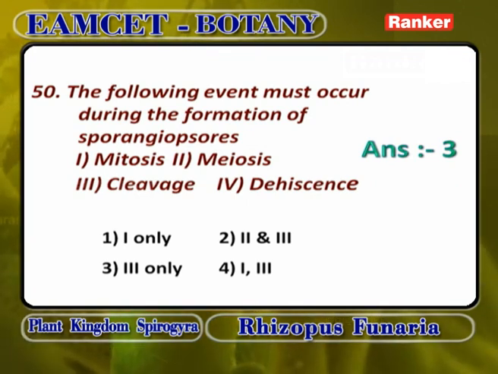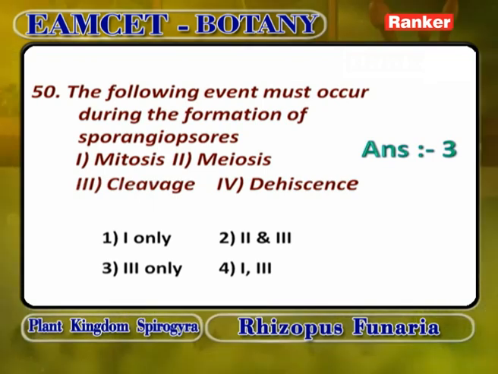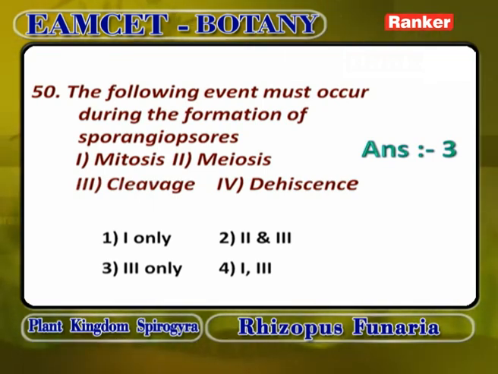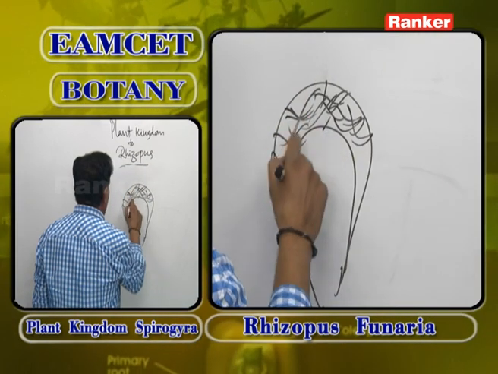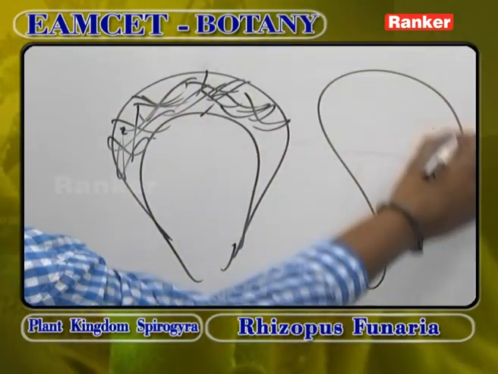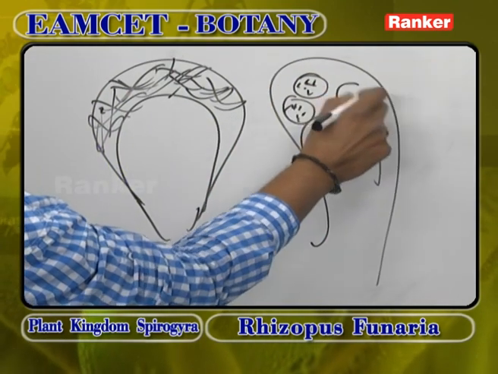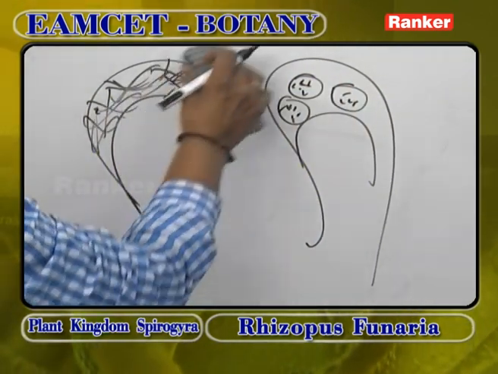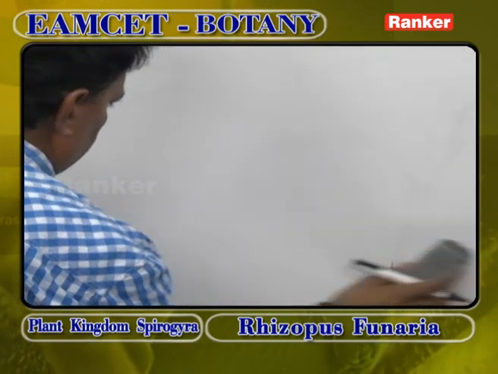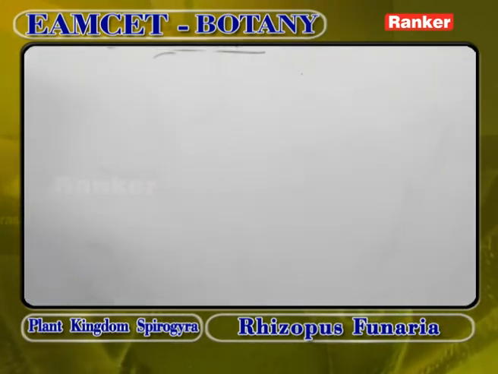The following must occur during the formation of sporangiospore: mitosis, meiosis, cleavage, dehiscence. Answer is cleavage. Why? Because once sporangium is formed, columella is differentiated, then cleavage must occur in sporangium, so that first irregular chambers are formed, but every irregular chamber next converts into circular specialized spores called aplanospores or sporangiospores.